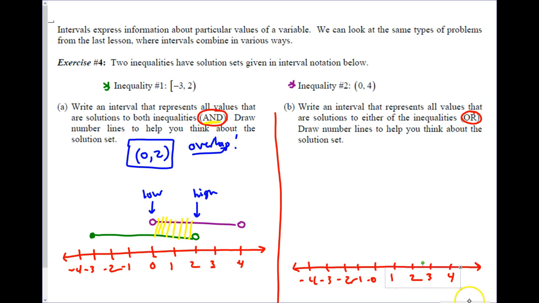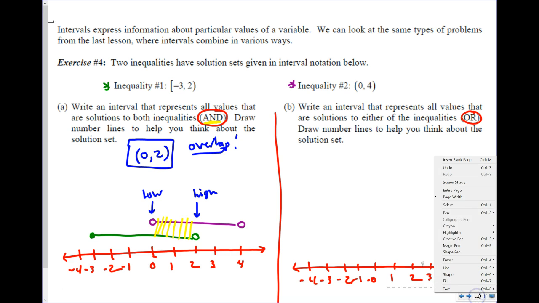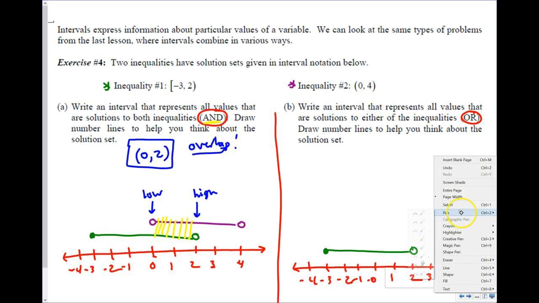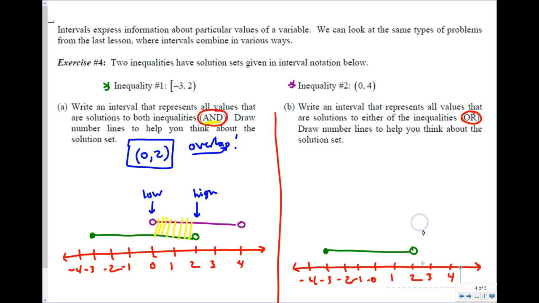And I'm going to do the green one again. So I make my closed circle on -3 and my open circle on +2 and connect them. And do the purple one, where I have my open circle on 0 and an open circle on 4. Remember, I'm just graphing these two inequalities at the top here. Now I'm thinking about or.